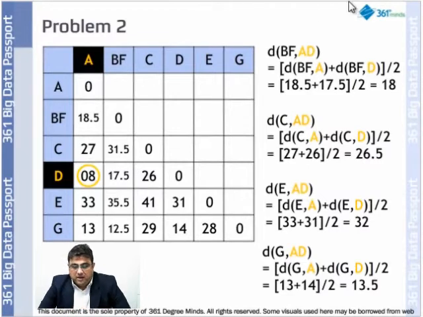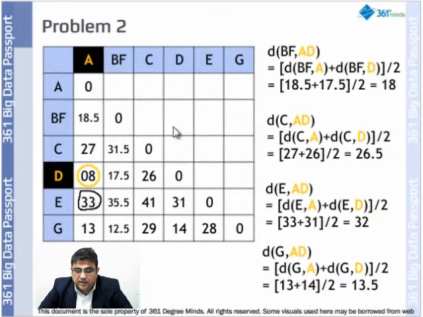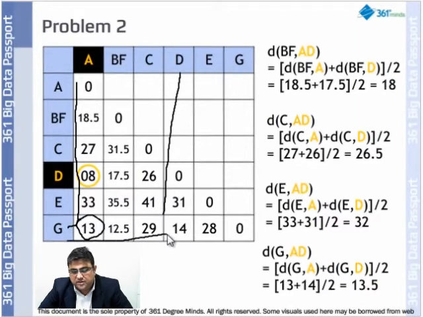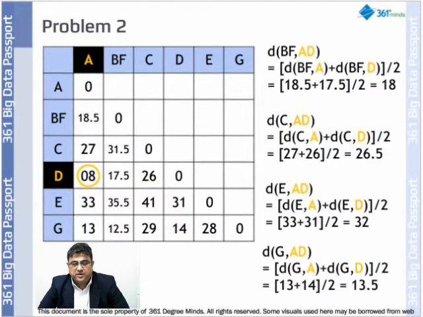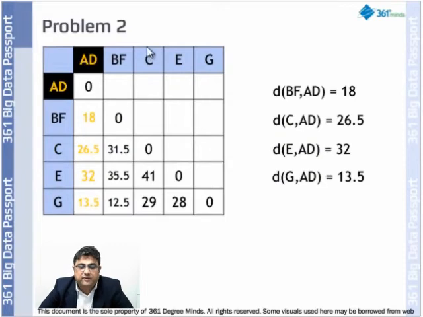Similarly, the distance between E and AD: E and A is 33, E and D is 31, so the average is 32. So the distance between G and AD: G and A is 13, G and D is 14, so the average is 13.5. So from a 6 by 6 it has become a 5 by 5. You can see all the new entries in yellow: 18, 26.5, 32, 13.5.